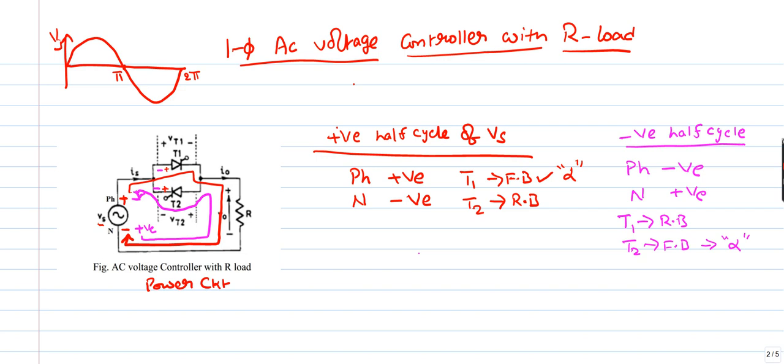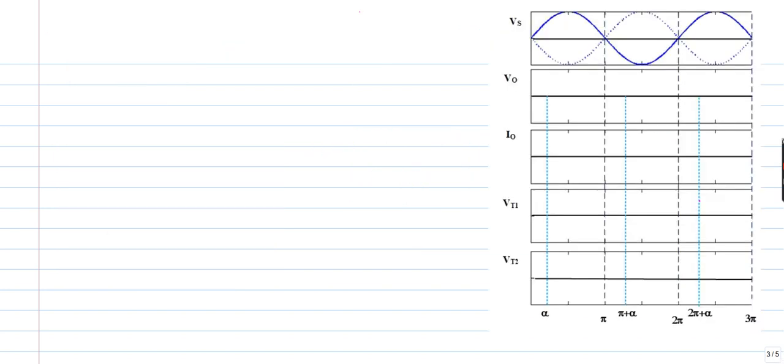So I can expect a positive half cycle when T1 is in conduction, and a negative half cycle when T2 is in conduction. To have the complete picture of this analysis, we can divide one cycle of the source voltage into different modes. If you observe here, we have a source voltage. Based upon the source voltage, we need to analyze output voltage V0, output current I0, Thyristor 1 voltage, and Thyristor 2 voltage.